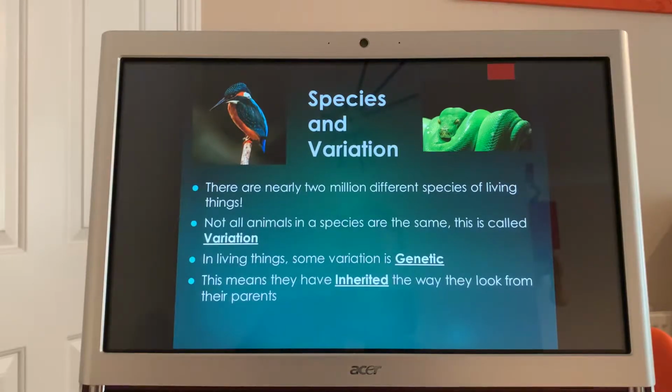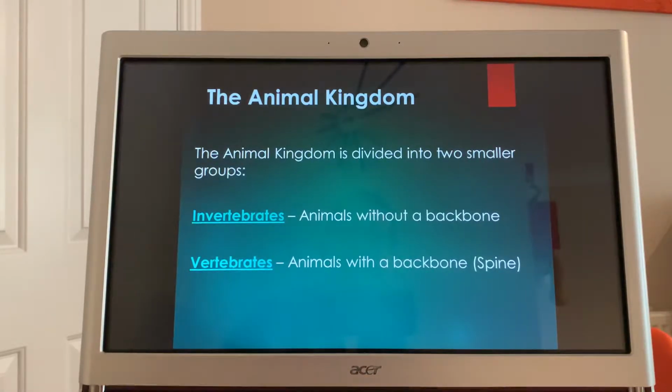Okay, species and variation. There are nearly 2 million different species of living things. Not all animals in a species are the same. This is called variation. So when animals of the same species are slightly different, that's called variation, creating a variety. In living things, some variation is genetic. This means they have inherited the way they look from their parents. The animal kingdom. The animal kingdom is divided into 2 smaller groups. Invertebrates, animals without a backbone, or vertebrates, animals with a backbone.